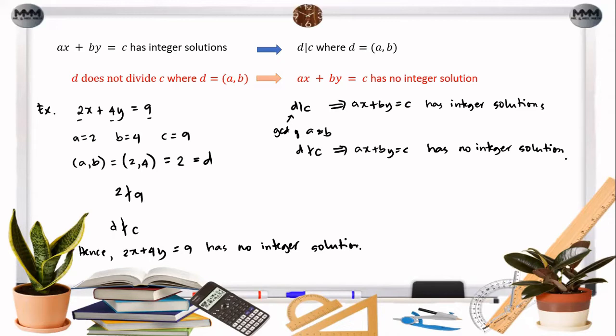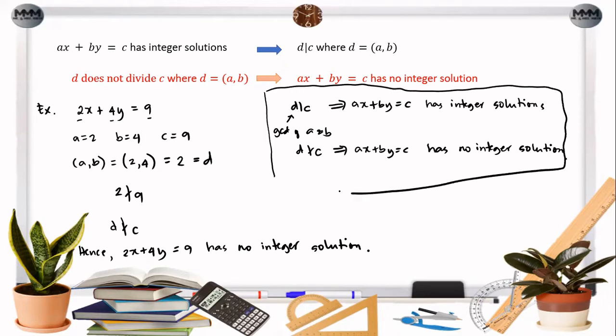So as simple as that. You just follow this. You just check if d divides c, then we can say that our linear Diophantine equation has integer solutions. However, if d does not divide c, therefore we can say that the linear Diophantine equation has no integer solution, as this example is telling us.